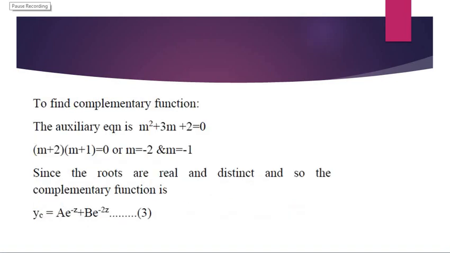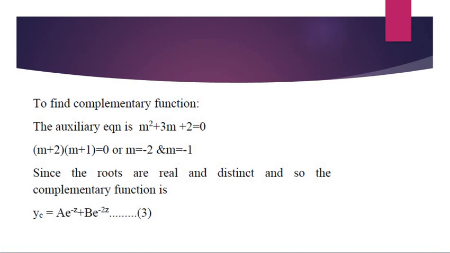So now we find the complementary function. For that we form an auxiliary equation. The auxiliary equation is m squared plus 3m plus 2 is equal to 0. So this is a quadratic equation in m. Solving this, we get m plus 2 into m plus 1 equal to 0, or m is equal to minus 2 and m is equal to minus 1.